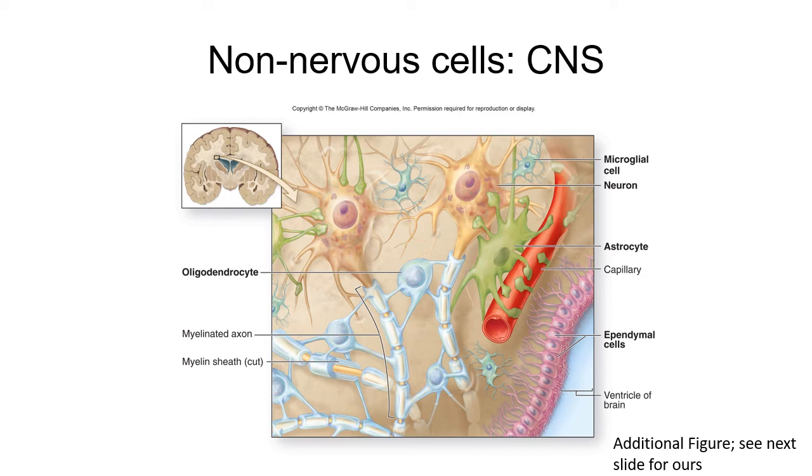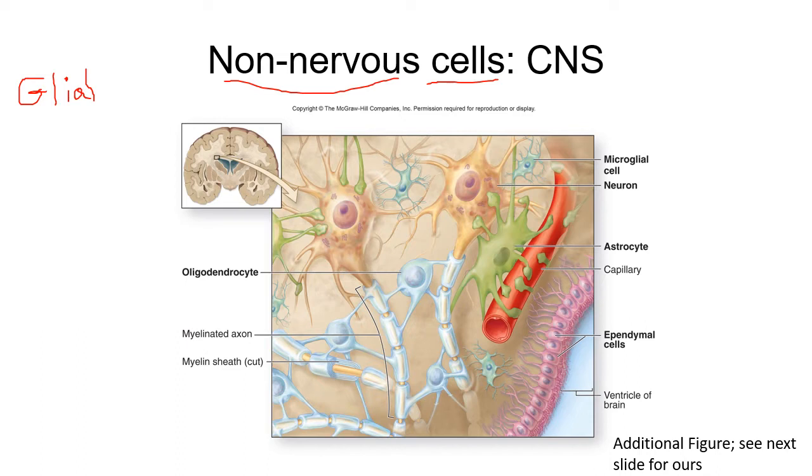Okay, and so within both the central and the peripheral nervous system, we do have other cells that are non-nervous cells. So these are what we would call glial cells. G-L-I-A-L. Right, glial cells are just the name for these non-nervous cells. Remember, the nervous cells are the neurons, and so these other cells are there to kind of support and play these other roles.